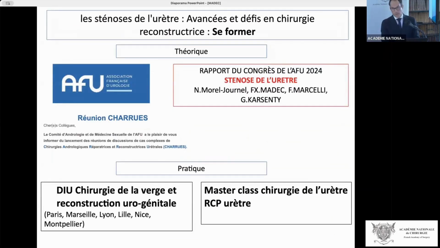And of course, we'll need to train the younger ones who are also asking for training. So several things have been put in place, notably by the AFU. There are SHARUs meetings, which are discussions of complex urethral stricture cases at a national level. The AFU also entrusted us with this year's Congress report to clearly specify all possible treatments. And on a practical level, at Foch Hospital, we organized the penis surgery diploma and urethral surgery masterclasses. We've also developed at Foch Hospital MDT meetings for urethral surgery to discuss local cases in our department.